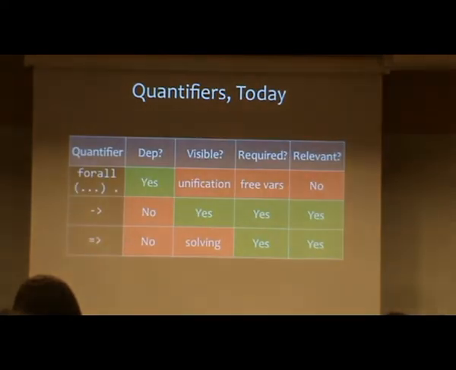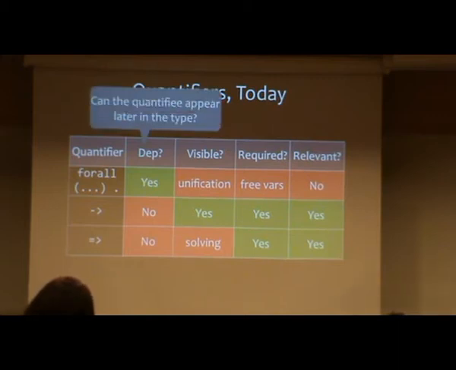So here is the state of quantifiers, because I think to understand dependent types, we really need to understand how quantifiers work. A quantifier is what introduces an argument to a function. These are the ways of making functions. Let me go through these different columns and explain what they're about. So dep is short for dependent. That's: can this thing that's being quantified over, the quantifyee, appear later in the type?